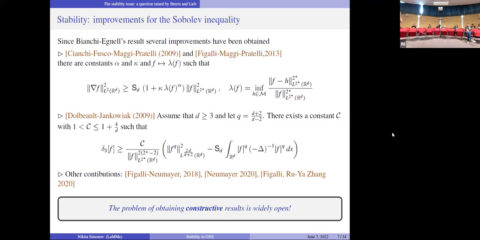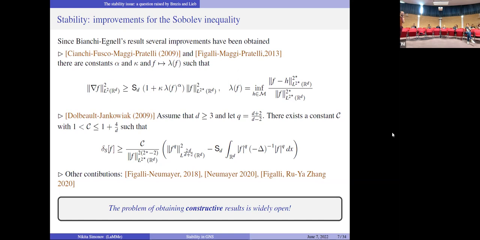And another result, in which they obtain a different remainder term, let's say, but this remainder term is also not completely explicit. And the first result in which you obtain really a constructive constant, a constructive way of proving this stability, was done by Dolbeault and Jankowiak, 2009, in which they proved that the deficit for the Sobolev controls this kind of remainder term, let's say, which is actually very, very big. If you want, this kind of H minus one distance.